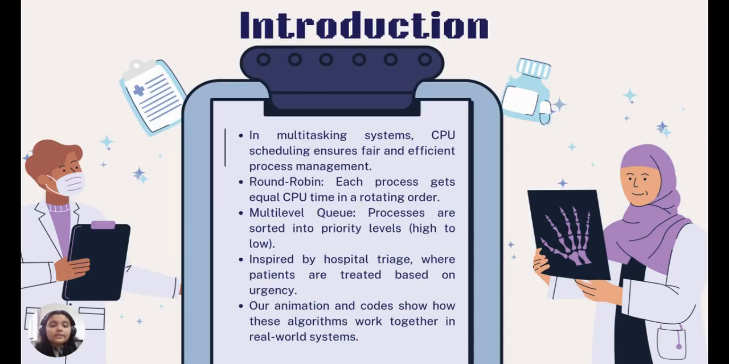In multitasking systems, CPU scheduling ensures fair and efficient process management. In round robin, each process gets equal CPU time in a rotating order. In the multi-level queue feedback, processes are sorted into priority levels from highest to lowest. Inspired by the hospital triage, where patients are treated based on urgency, our animation and codes show how these algorithms work together in real world systems.